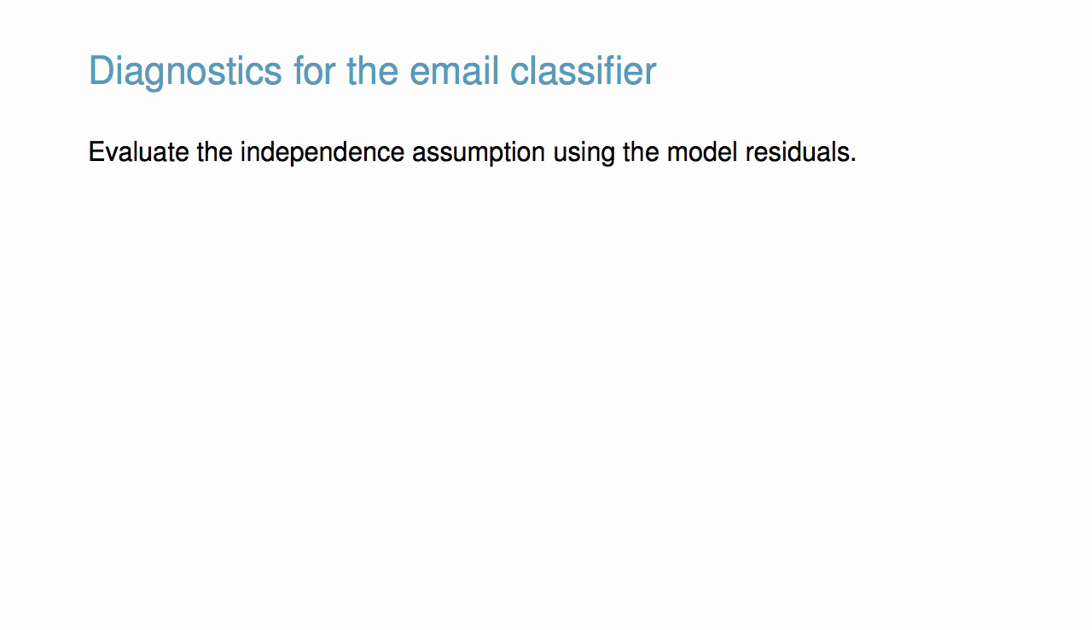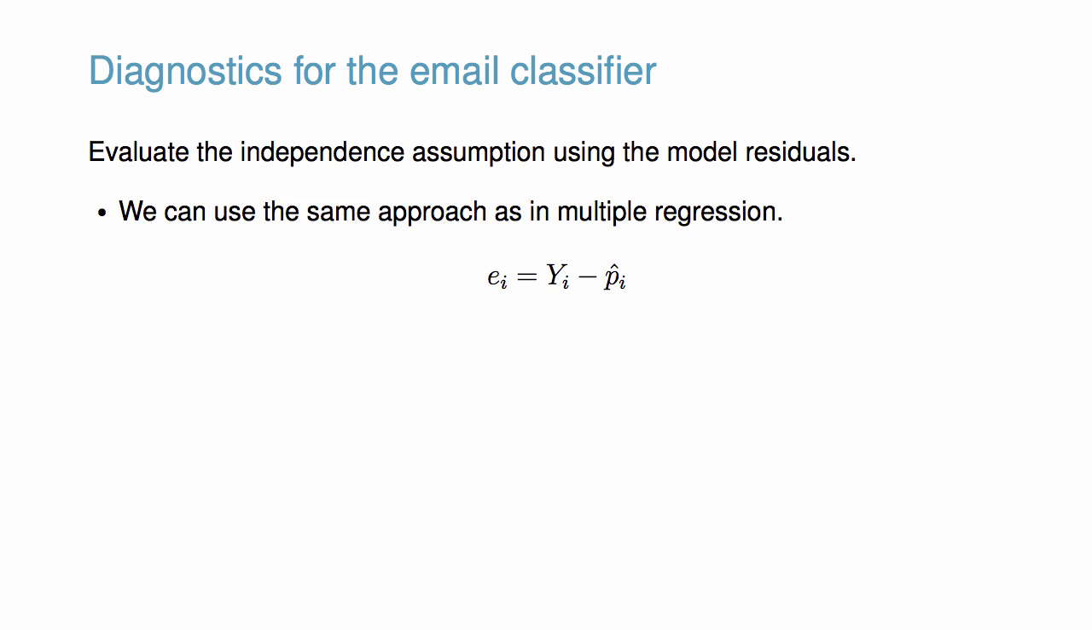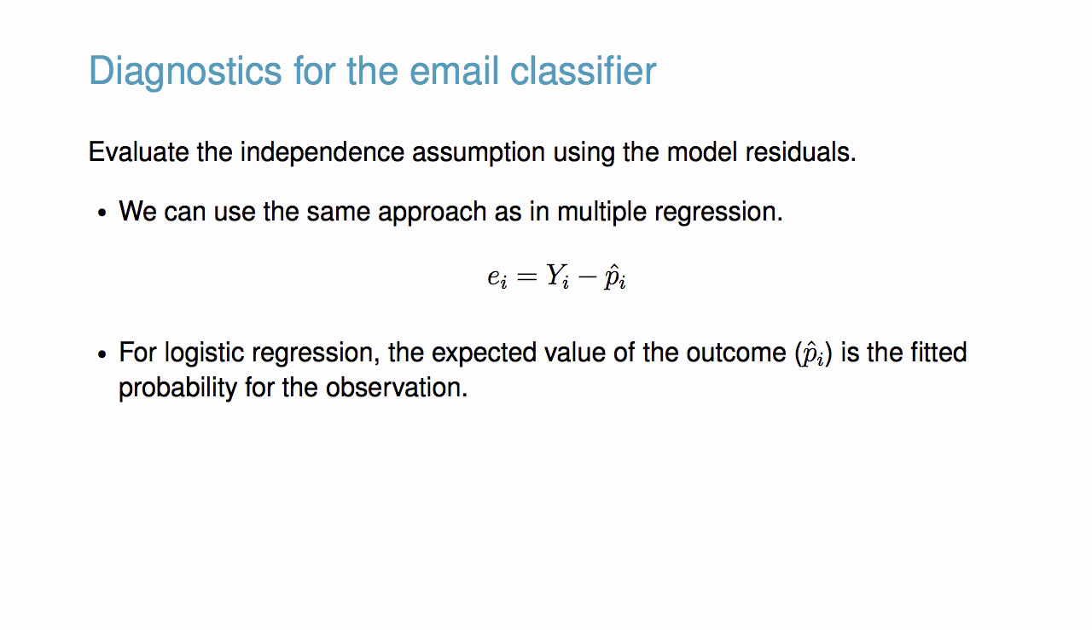Continuing with our investigation, we might evaluate the independence assumption using the model residuals. We can use the same approach as in regression, where each residual equals observed outcome minus the expected outcome. As we saw earlier in this video, for logistic regression, the expected value of the outcome is the fitted probability for the observation. We could plot our residuals against a variety of variables or in their order of collection, as we did with the residuals in multiple regression.